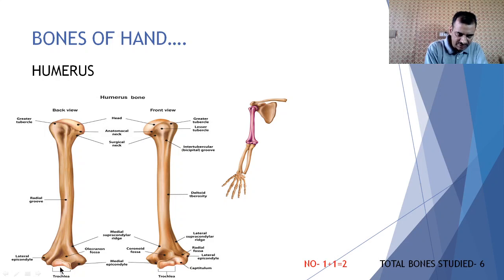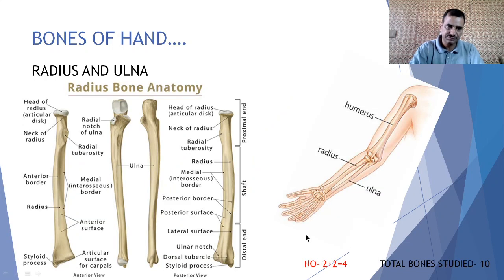Trochlea and capitulum, where the other bones, the radius and ulna, articulate. One more important feature you can write here is that the humerus joins with the scapula, and its distal part joins with the radius and ulna. Number of bones: one left, one right. These are two, and up to this time we have studied a total of 6 bones.